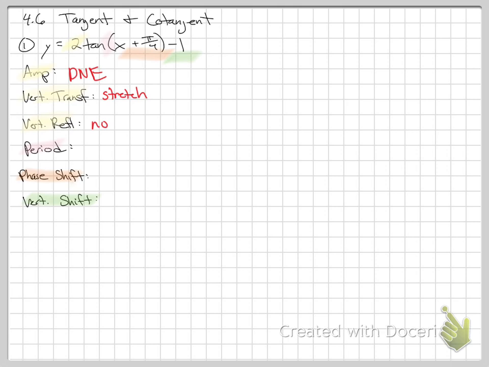Period for tangent is pi divided by b. Pi divided by the imaginary 1 is just pi. I don't need to see the divide by 1. Phase shift, it's going to go left pi over 4, and vertical shift, it's going to go down 1.